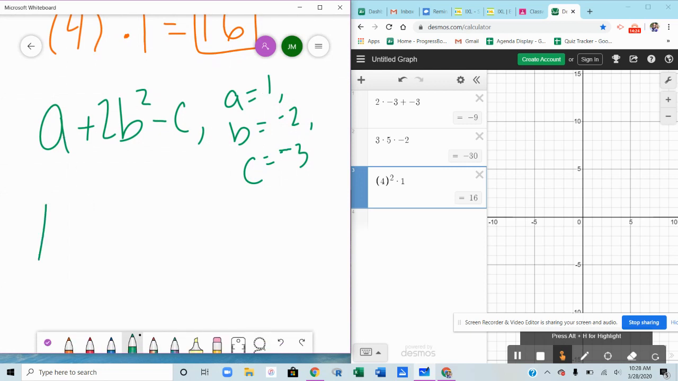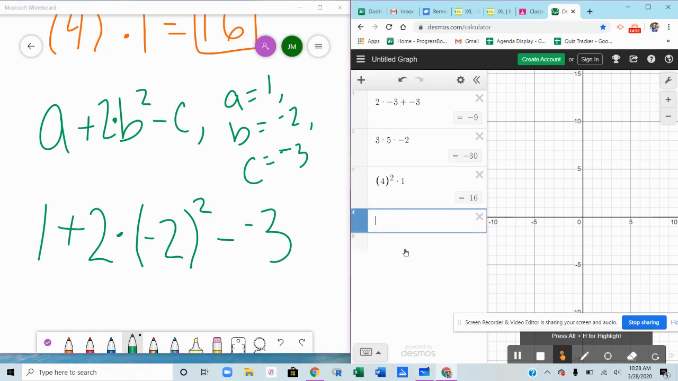So just plug each of the variables into their correct places. A, which is 1, plus, remember we've got a number next to a letter, so imaginary times sign. So 2 times, b is squared, so we need to plug b into a set of parentheses, which b is -2, and the squared on the outside. And then minus, and then your c value, which is -3. So make sure you have both of these negatives. So then type it into your calculator just like that. 1 plus 2, parentheses negative 2, squared, then minus negative 3, which gives you 12.